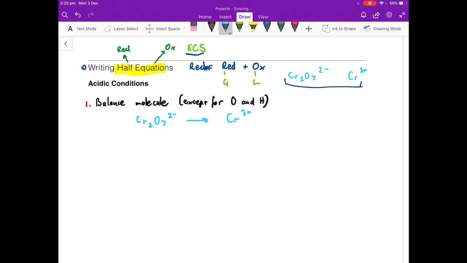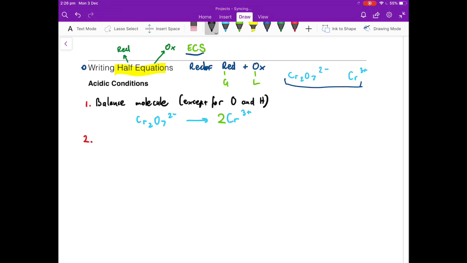So step 1 is to balance the molecules, everything except for oxygen and hydrogen. Looking at the compounds we've been given, the only exception to oxygen and hydrogen here is our chromium, our Cr2 on the left and our Cr3+ on the right. So the first thing we need to do is balance this out, like a regular equation. Looking at the left and right, it seems like we need to add a 2 over here to get two chromiums on each side of our half equation. So now let's move on to step 2.